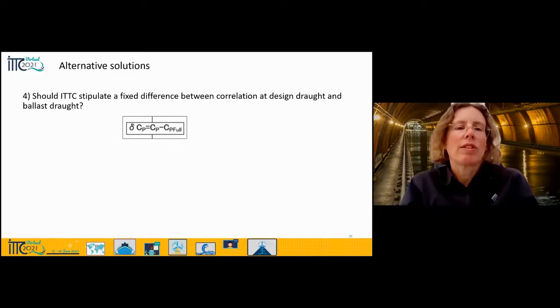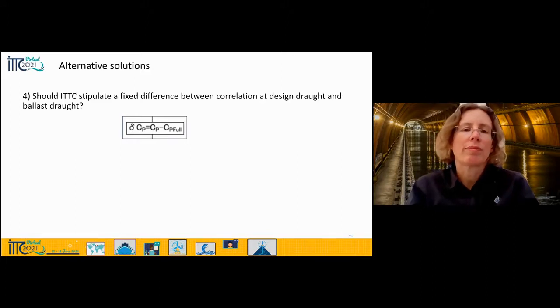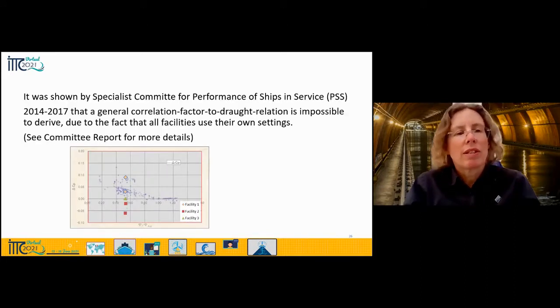So should ITTC stipulate a fixed difference between correlation factors, as was suggested in this IMO document I mentioned? Like a delta CP. Is that a solution? That was investigated in the previous ITTC period by the Specialist Committee for Performance of Ships in Service, and it was shown that it's impossible to derive such a general delta CP. You can see the details in the committee report from that committee.